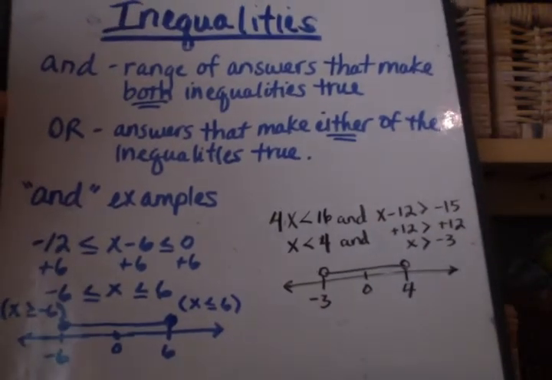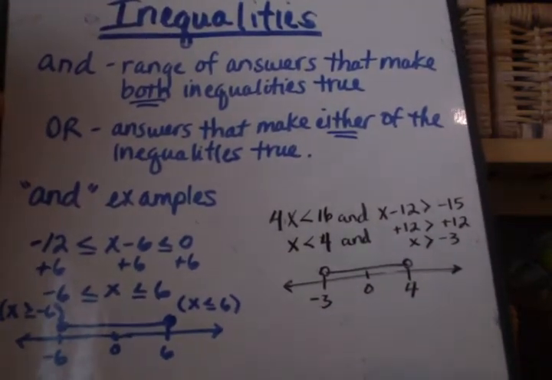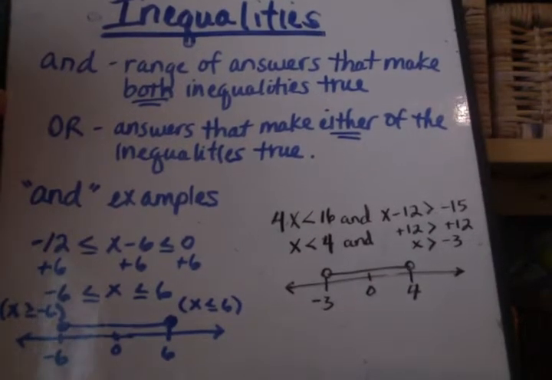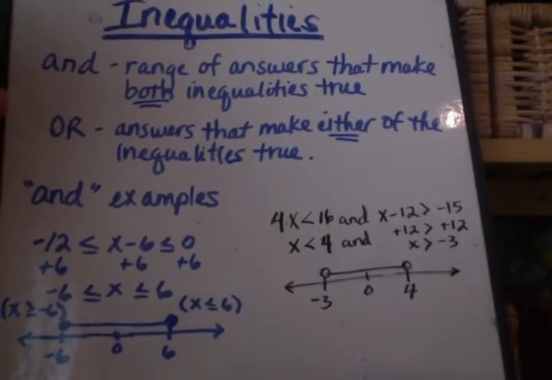All right, let's take a look at another example here. 4x is less than 16, and x minus 12 is greater than negative 15.